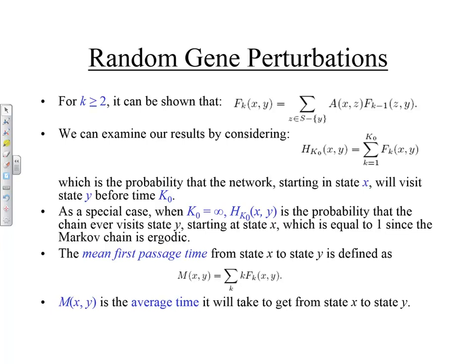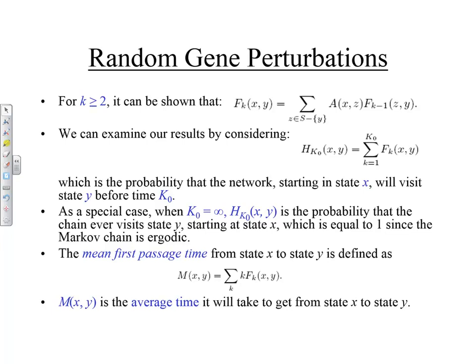Okay, we talked about the first passage time. That's the number of time steps it will take you to get from x to y for the first time. Now that is a random variable, because here things are evolving in a stochastic fashion, so you will take the mean. So k is the value of the first passage time, multiply that by the probability that you will go from x to y in k time steps, and then sum that up.